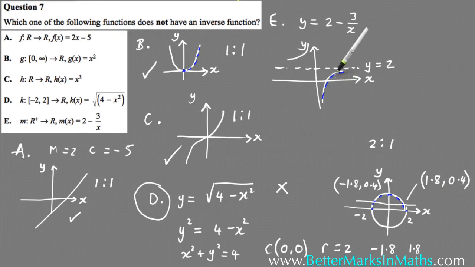No matter where you draw a horizontal or vertical line through that part of the graph, it's only going to cut at one spot. So that is definitely 1 to 1. So that means it does have an inverse. And so all of those verify that D is definitely the answer.